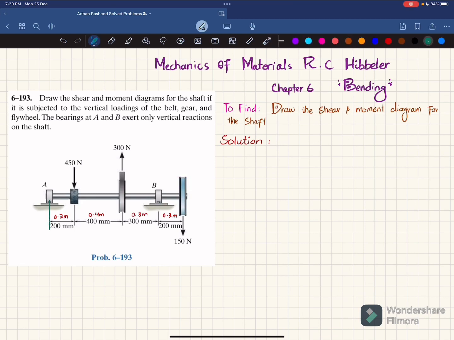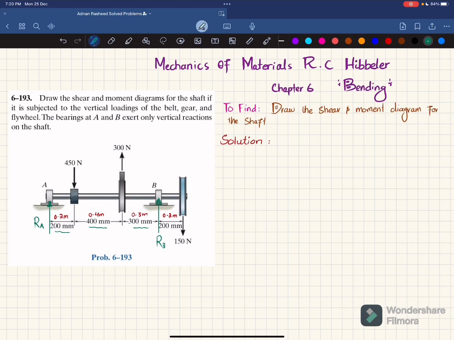So the first step is that if you remove this bearing at A, you will have a reaction force. Let this be RA, and if you remove this bearing at point B, you will have a reaction force which will be equal to RB. This distance is 200 millimeter or 0.2 meter. This is 400 millimeter or 0.4 meter. This is 300 millimeter or 0.3. So we'll find this RA and RB by using equations of equilibrium.